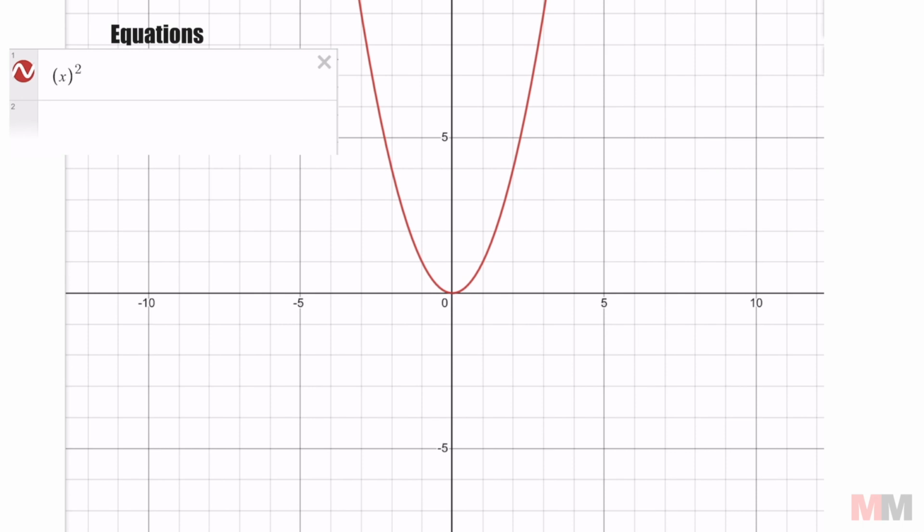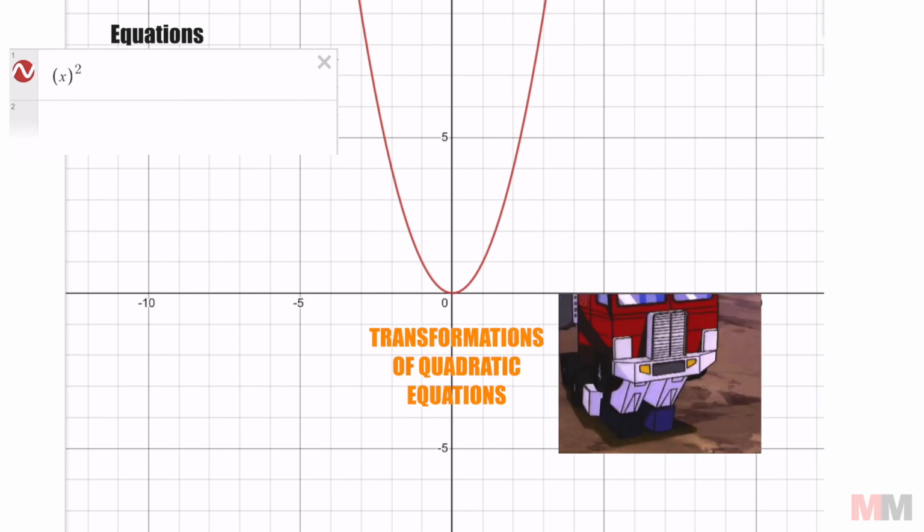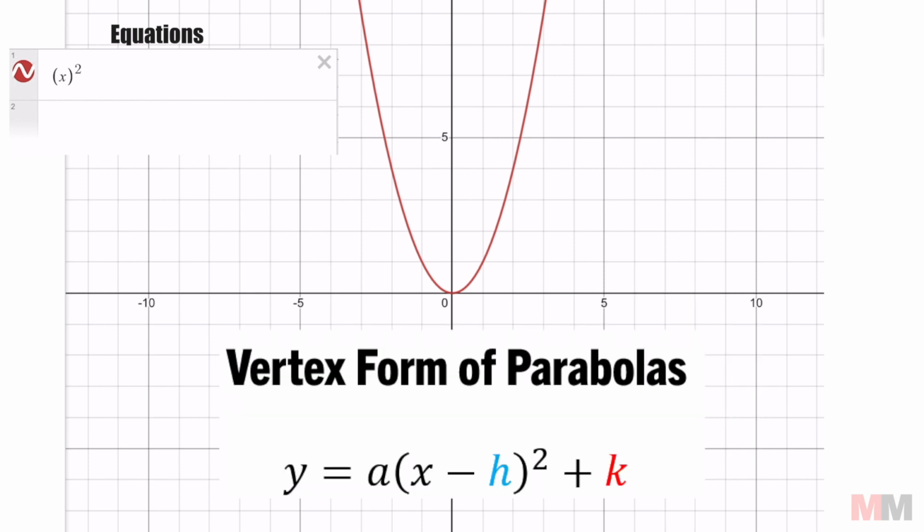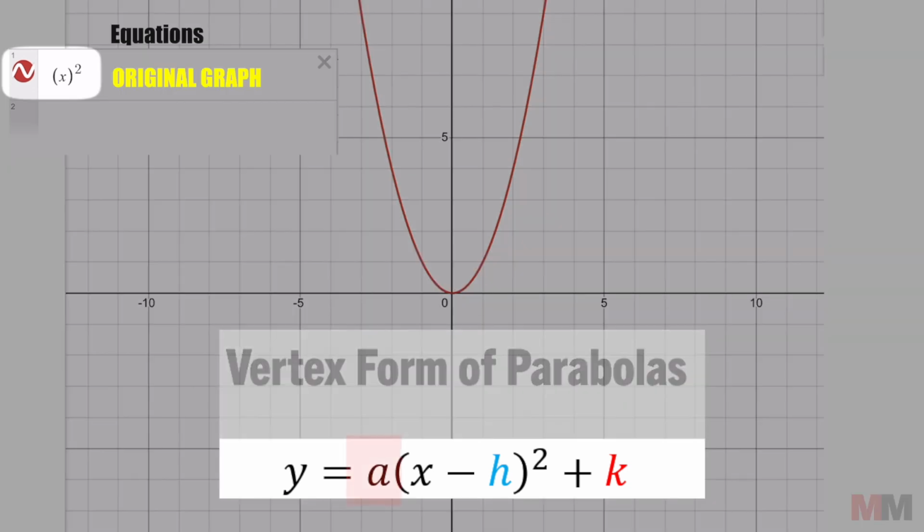Welcome to another episode. Today we are going to go over transformations of quadratic equations. We're going to use the vertex form right here, and we're going to see what each of these letters do to the graph. And we're going to focus on the graph of x squared. Let's start with the letter A.